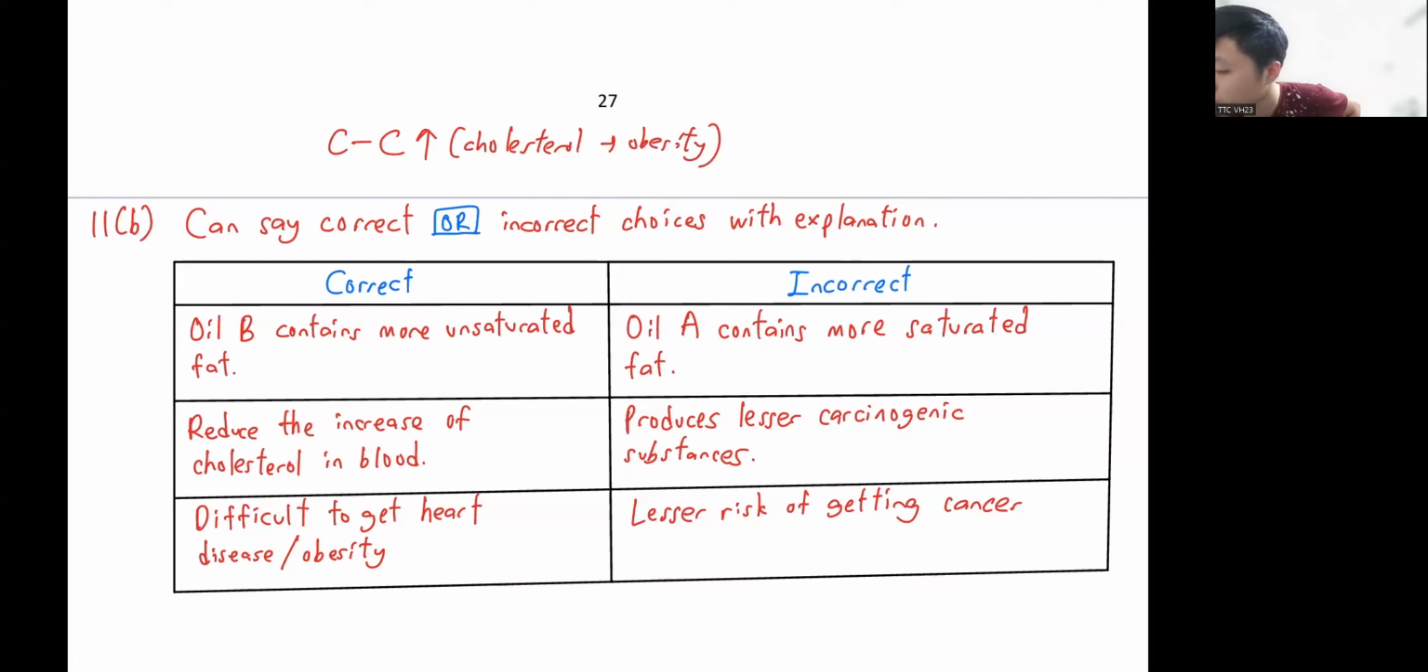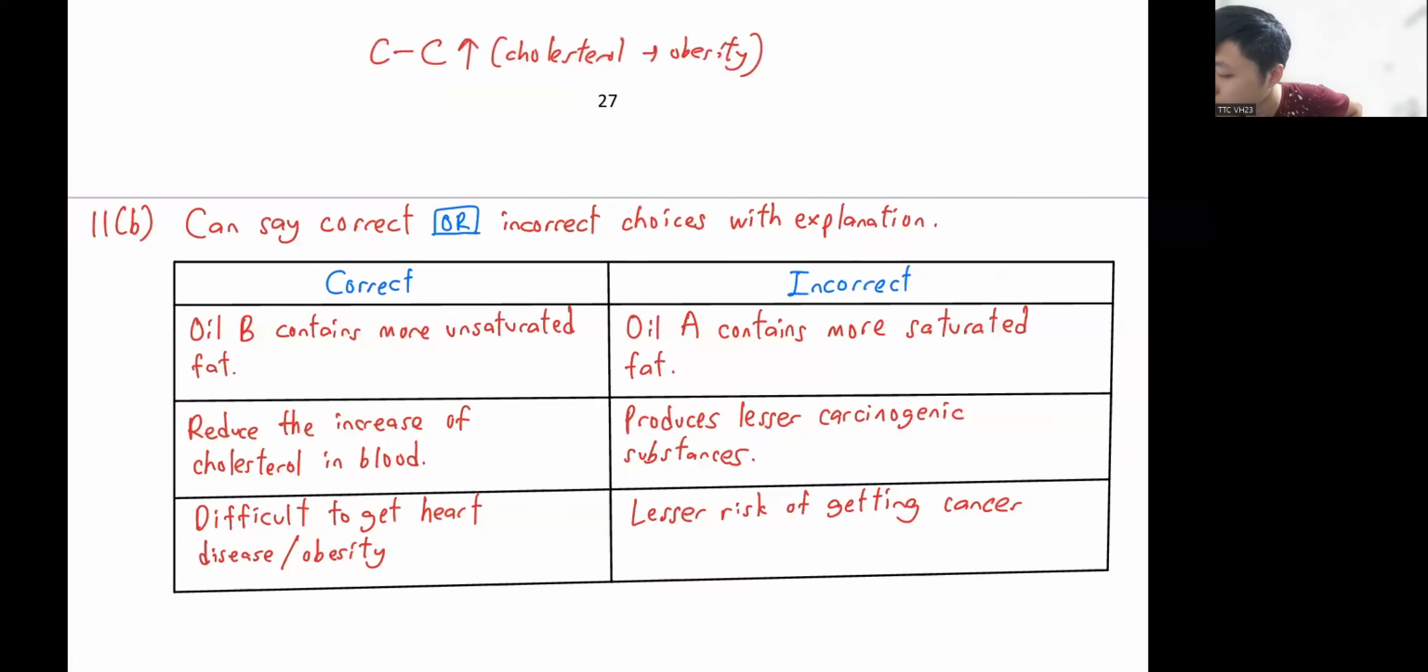If the double bond is higher, what happens? The chance of having carcinogenic substances is higher, so that's why you cause cancer. Both have disadvantages and advantages at the same time.